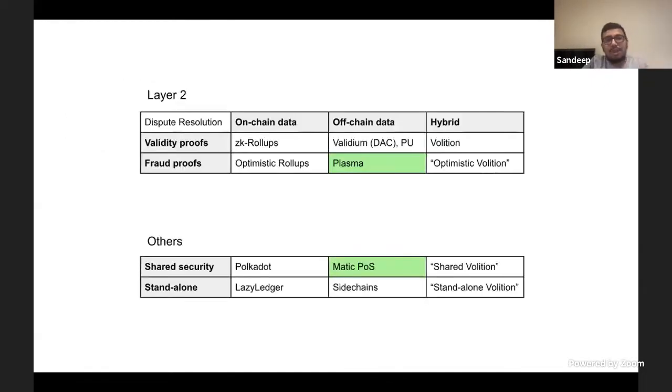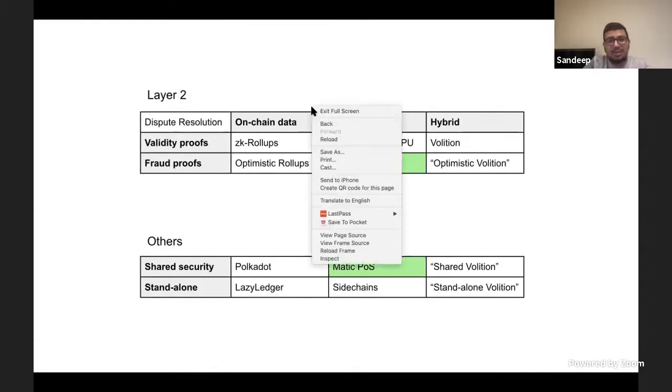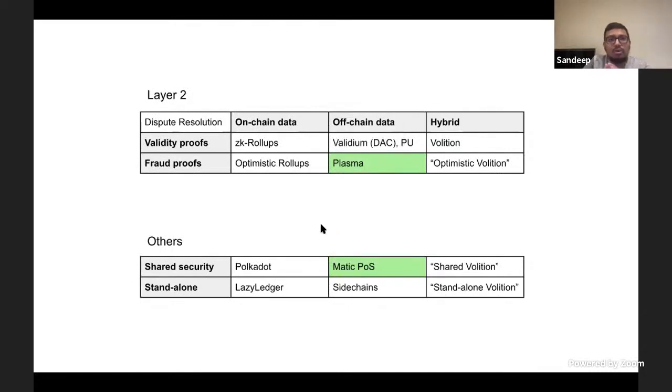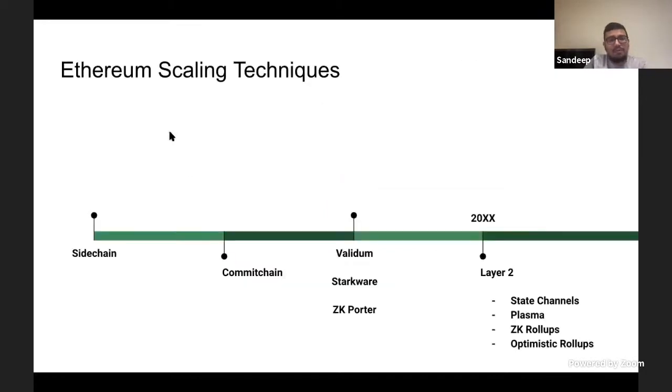But first of all, I want to talk about two key things here. When we talk about Ethereum scaling techniques, there can be a lot of different flavors. There can be side chains, which are standalone chains. There can be a different flavor called commit chains, which commit some proofs to the Ethereum main chain. Then there are Validium kind of solutions, and then there are pure layer 2 solutions.